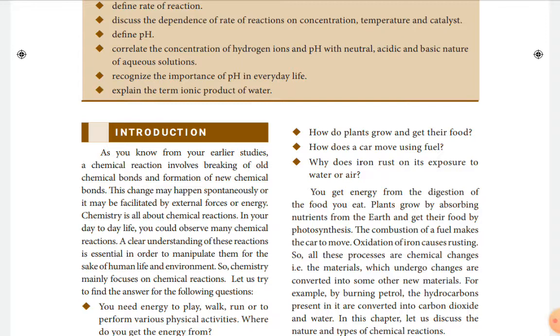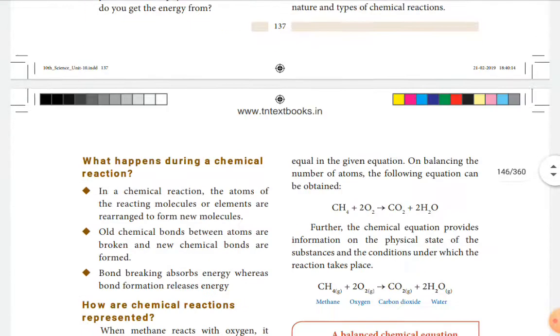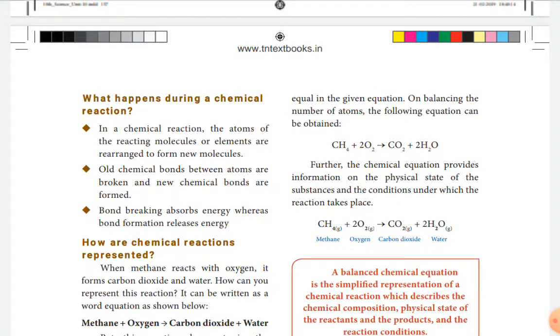Similarly, iron rusting is also a process of oxidation. It is also a chemical reaction, and so many chemical reactions are taking place in and around us. And also, what happens during a chemical reaction? You have to know there are three important things taking place. The reacting atoms are rearranged to form new molecules, and old bonds are broken, new bonds are formed. Thirdly, during bond breaking, energy is absorbed, whereas during new bond formation, energy is released.